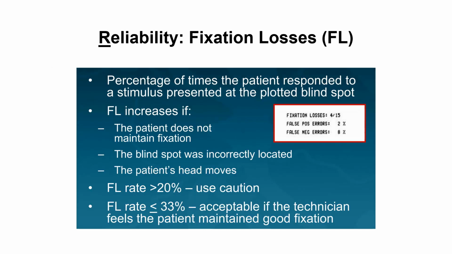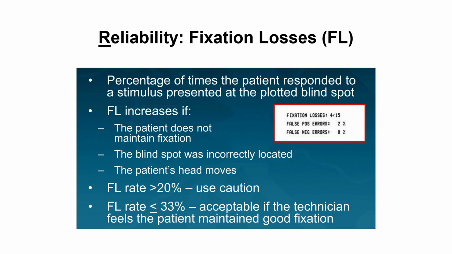Coming to the fixation losses reliability index, this is the percentage of the times that the patient responded to a stimulus that was presented at the plotted blind spot. We call it the Heijl-Krakau method, where they present a point to the blind spot, and the patient will respond. There is no way he should respond to a stimulus presented at the blind spot. However, if he does, it is considered a fixation loss. However, it has a main drawback. We'll talk about it in the following slide.